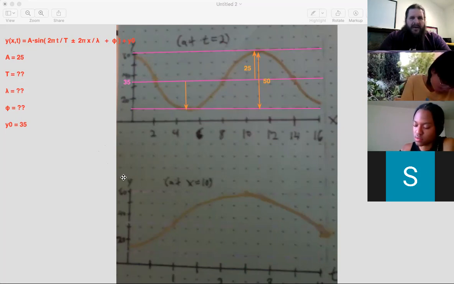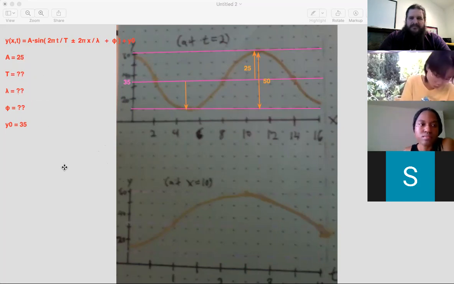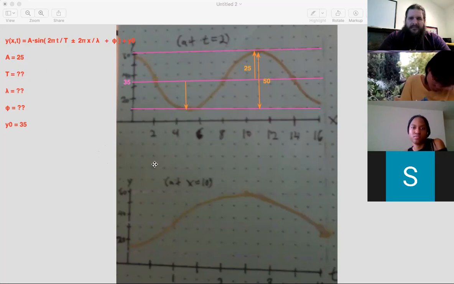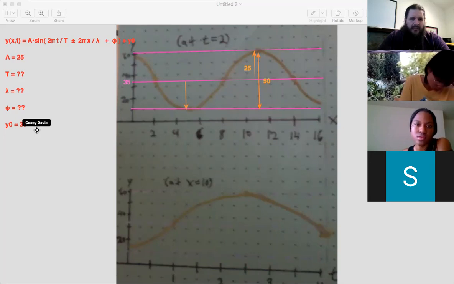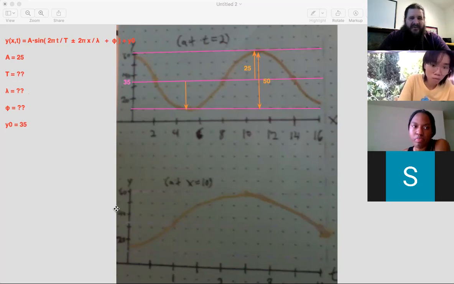And what about the other values? Are there any ways we can find period or wavelength or phase shift from these graphs? You can find period on the y of t graph and lambda on the y of x. Yeah, because those are basically the same information, one full cycle worth of time versus one full cycle worth of position. So let's try both of those.